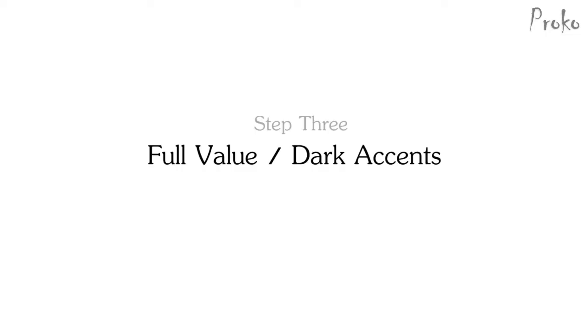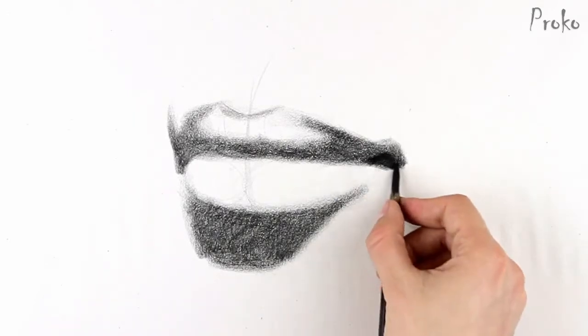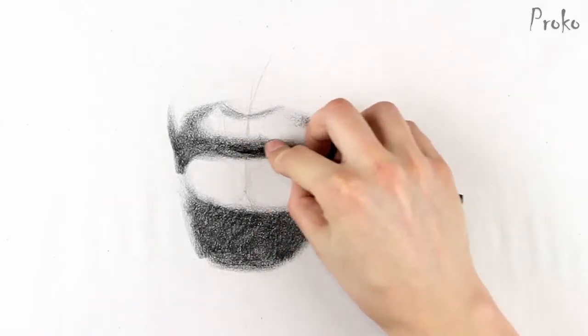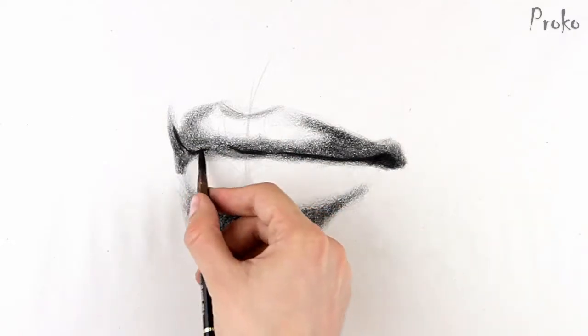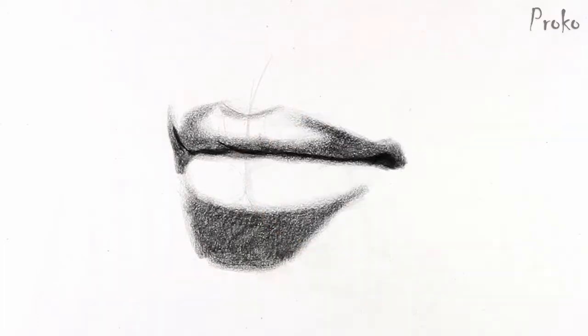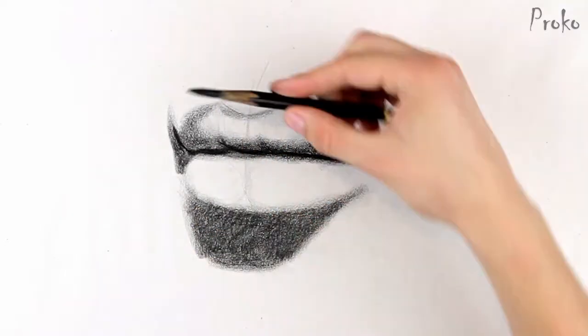Going full value with dark accents. The darkest accents on the lips will almost always be in the corners, along the crease, core shadows, and just under the bottom of the bottom lip. When defining the crease, make sure to think about the overlapping forms, and vary your line weight so it doesn't just look like an outline.